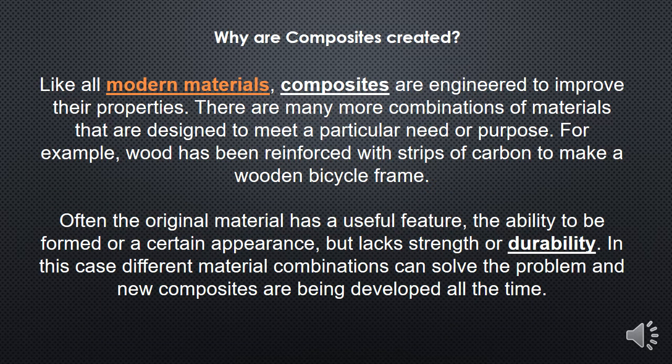Just like a modern material, composites are engineered in order to improve the properties. There are all kinds of combinations of materials that are used and combined to meet a particular need or purpose. So wood can be reinforced with strips of carbon to help make a wooden bicycle frame. You might have a usual feature, but then you'll have something added to it in order to make it more durable, because it might lack strength. There's all kinds of different materials scientists and engineers are blending and experimenting with in order to create new problem-solving materials.